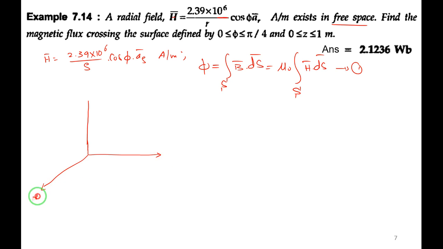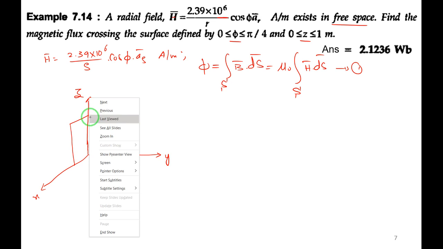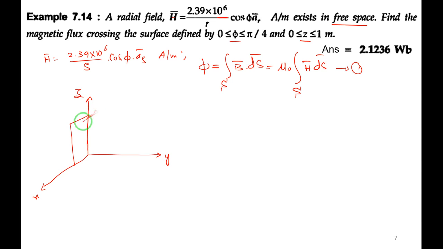X, Y, Z. Yes, z is given, phi is given, and rho is the radius. Phi is 0 to pi by 4. Phi is 0 here in the xz plane, and as we move it goes to pi by 4, right? Let me try to draw it here. Let me take the dotted line for this. I'll tell you why I'm taking a dotted line.